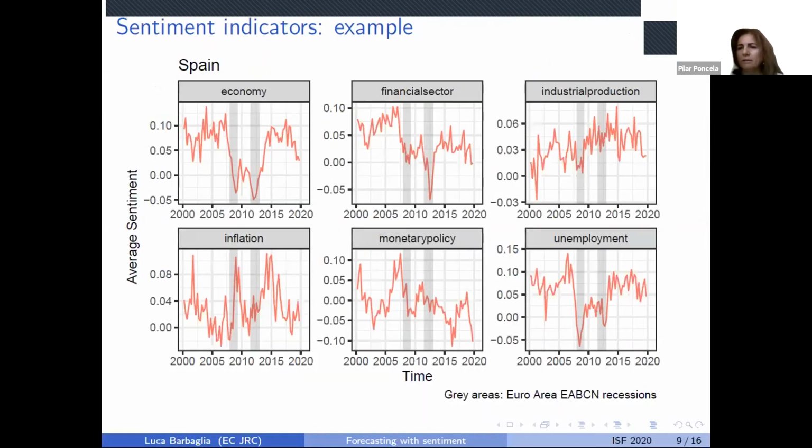5 minutes, Luca. And these are the results for us. Yes, and these are the results, for instance, for Spain, where we are reporting the sentiment indicators for the different tokens of interest. As you can see, for instance, here in the first panel, we have the economic sentiment indicator. You see that we are tracking quite well the double-dip recession experienced in Europe.